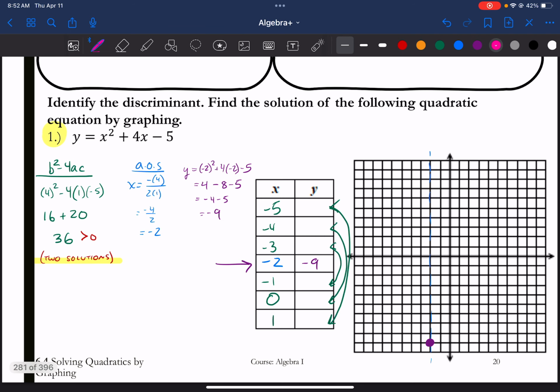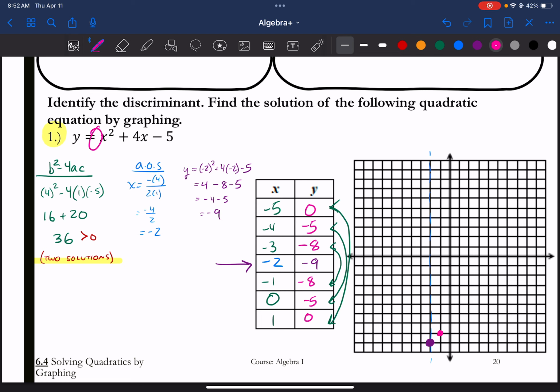You can pause the video while you calculate it. I end up with a negative 8, a negative 5, and a 0. And I can also look, right, this should open upward. It should be a U shape, not an upside down U shape, and that's true when I go and plot these. So I get a negative 1, negative 8.